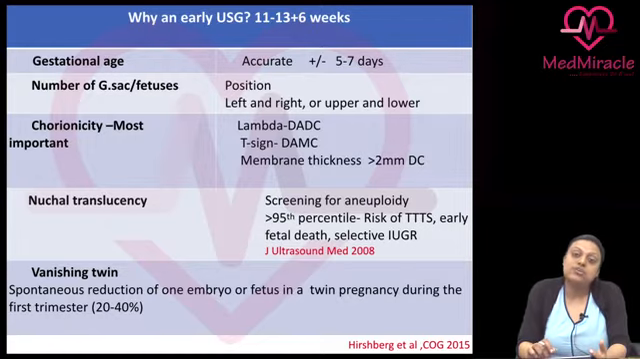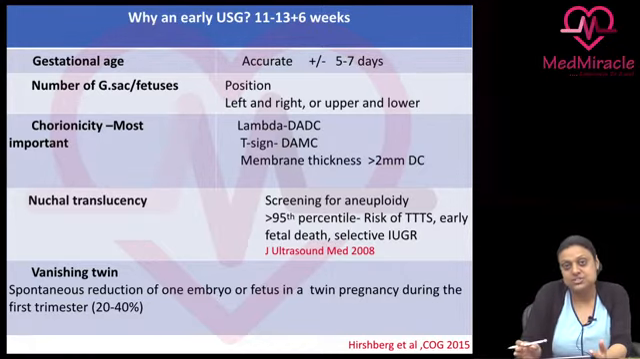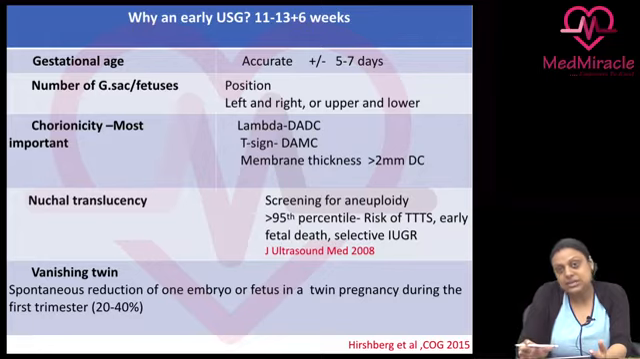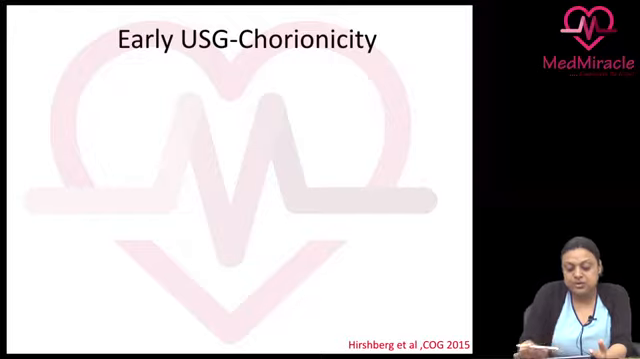Also, there is one more phenomenon of vanishing twins, which is seen from 9 weeks till 13 weeks of gestation. And so, when we are doing a dating scan between 11 to 13 plus 6 weeks, we also establish whether there is a phenomenon of vanishing twin associated with the current pregnancy. So, let's see how on the ultrasound the chorionicity is established.